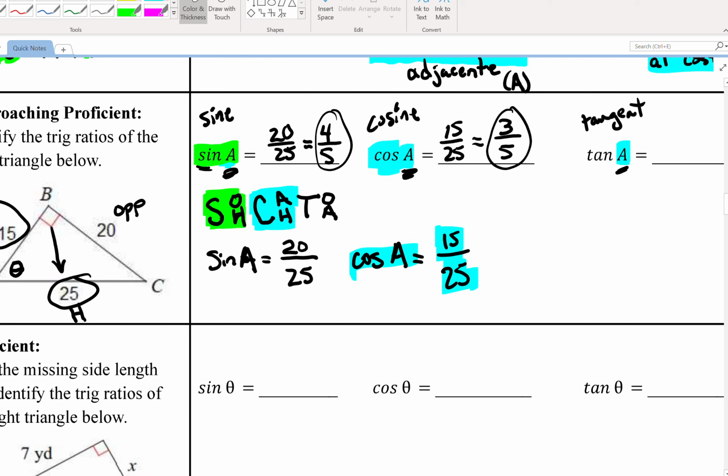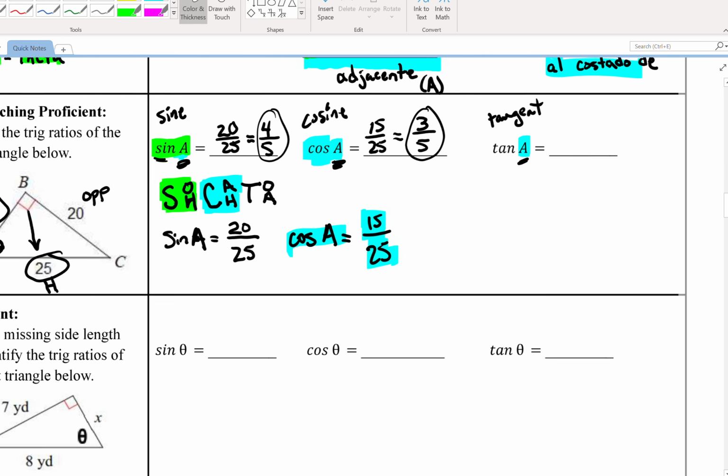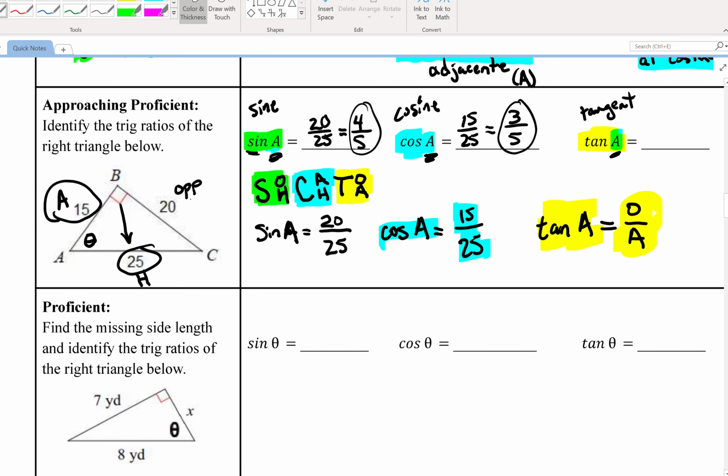And then finally over here, the tangent. Toa. The tangent of A is toa. So let's see what that looks like here. The tangent of A is equal to opposite over adjacent. And the opposite, we've already got them labeled, so this is not hard. If you've labeled it correctly, that's really the hardest part here. The opposite is 20, and the adjacent is 15.